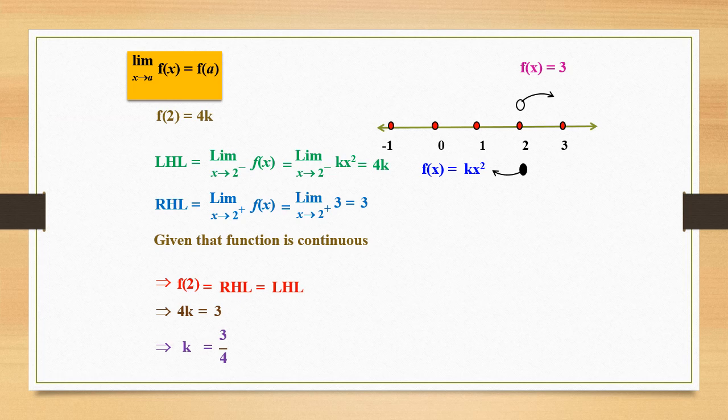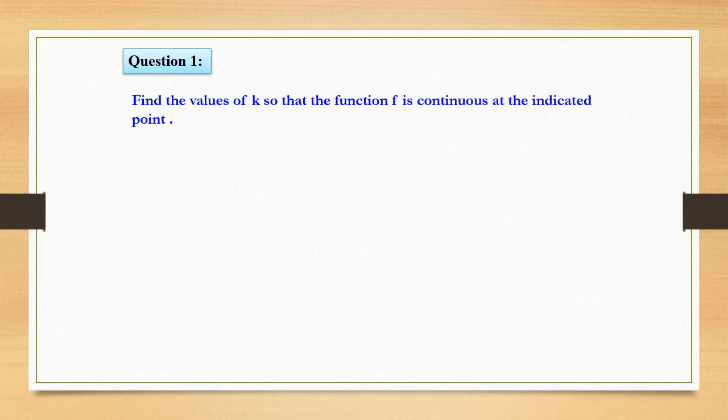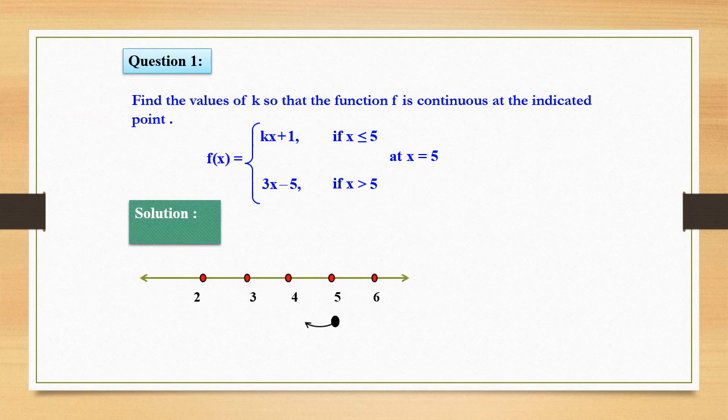Okay. Next example, find the value of k so that the function is continuous at the indicated point. f of x is equal to kx plus 1 if x is less than or equal to 5, 3x minus 5 if x is greater than 5, at the indicated point x is equal to 5. So again we can observe that the function takes the value kx plus 1 when it is less than 5, and when it is greater than 5 the value of the function is 3x minus 5.